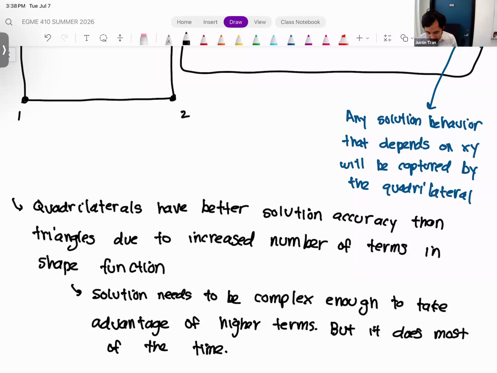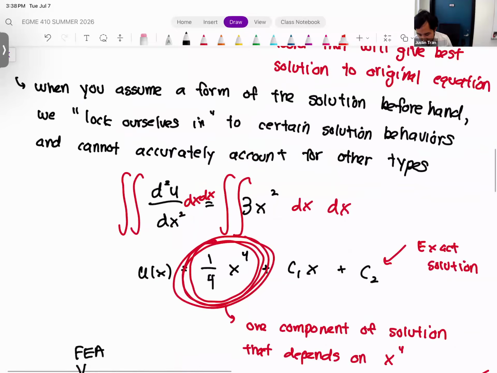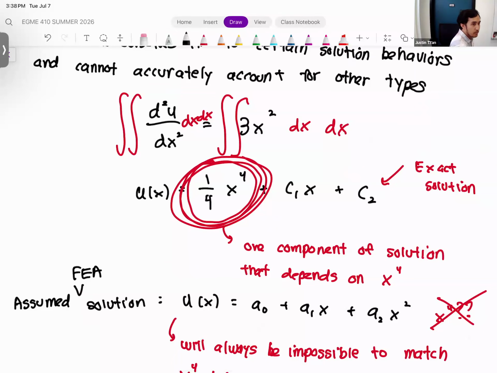Yeah. So I explained this in the beginning. It depends on the character of your exact solution. So every problem is going to be a bit different.